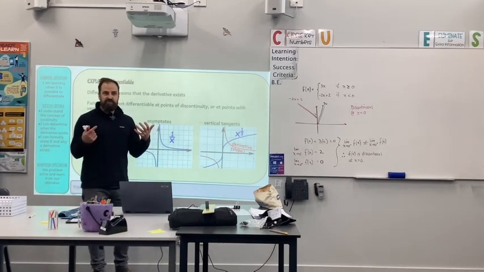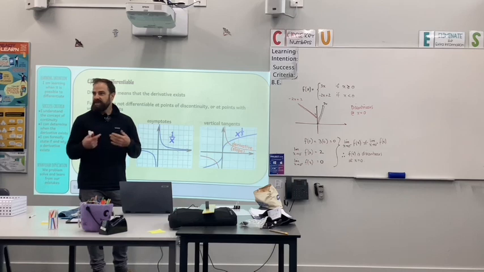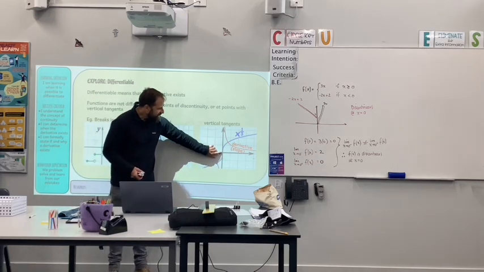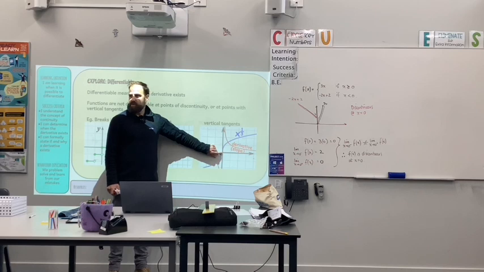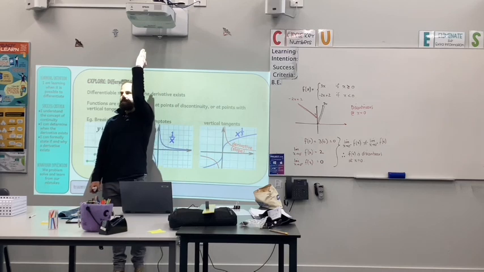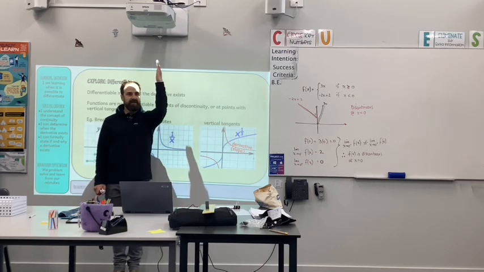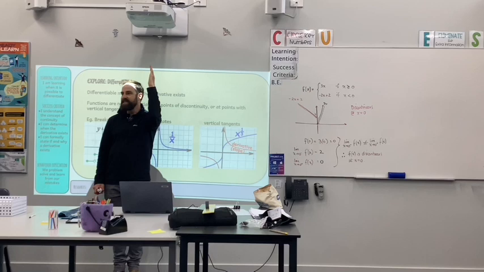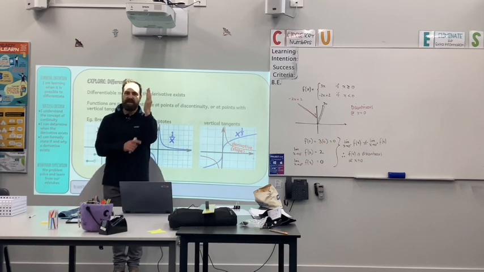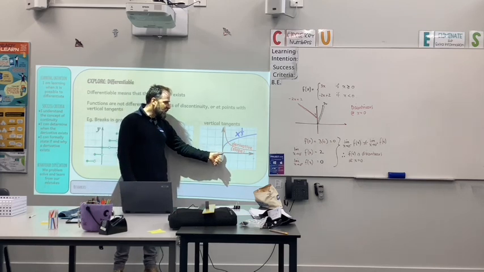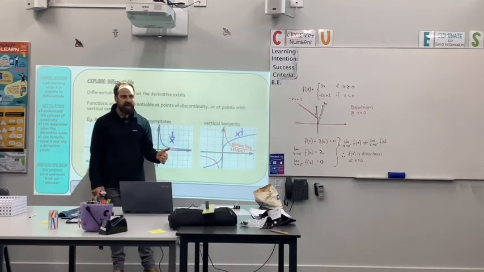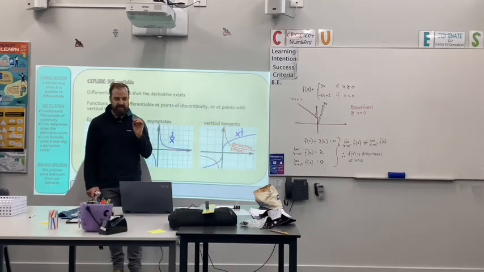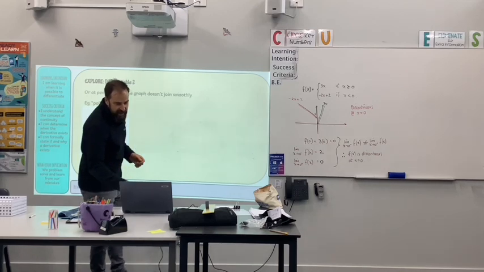There are a couple of extra rules about when functions' derivatives don't exist. Here, we have a vertical slope, straight up and down. What's the gradient of a vertical line? Undefined. The gradient of a vertical line is undefined. And if the derivative finds the gradient, then the gradient's undefined, the derivative's undefined. The derivative is undefined at vertical lines. Okay? Derivatives are undefined at vertical lines. And there's one more.